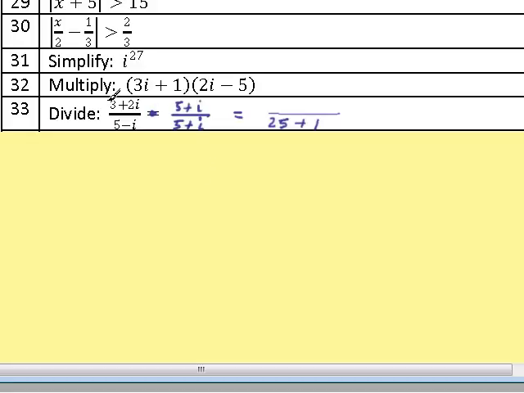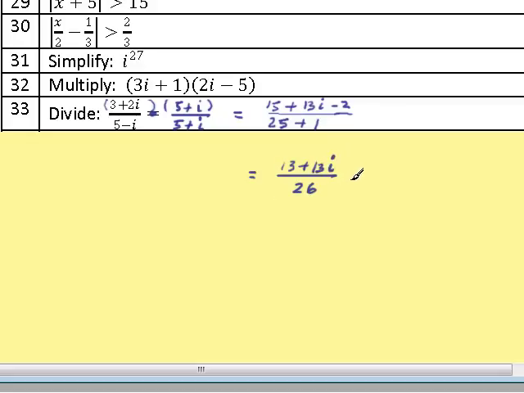In the numerator we do this FOIL multiplication, and we have 15, 3 times 5. For the middle term we have 10i plus 3i, that's plus 13i. And for the last we have 2i times i, that's 2 times i squared. 2 times negative 1, so that would be a minus 2. So we have this 26 in the denominator. 15 minus 2, that's 13, plus 13i.